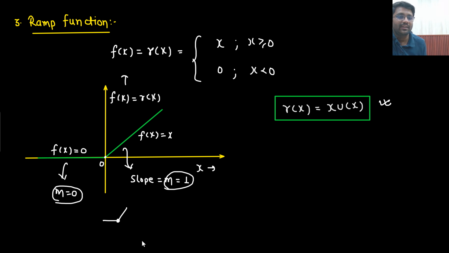All these things we have studied in calculus. At x equals 0, there is a sharp transition. Before that, the slope was 0, and after that, the slope was 1. If there was a smooth transition, then it would have been differentiable. But since there is a sharp transition, it is a non-differentiable graph. So it is not differentiable, but it is continuous. All these things we have already seen in calculus. We are just revising now.